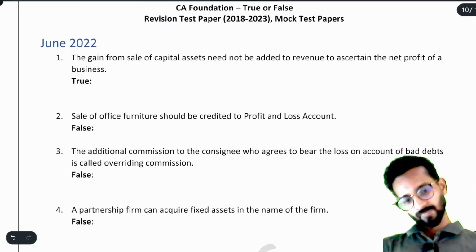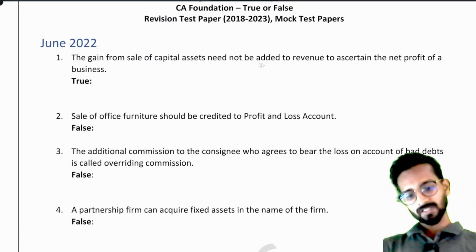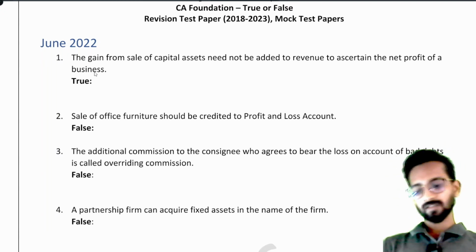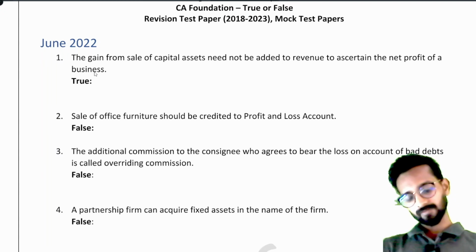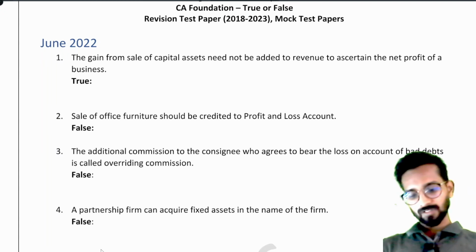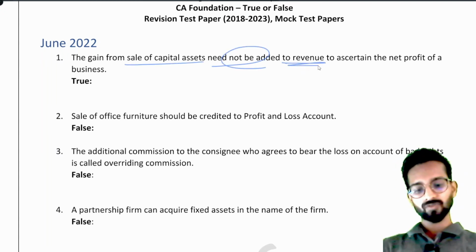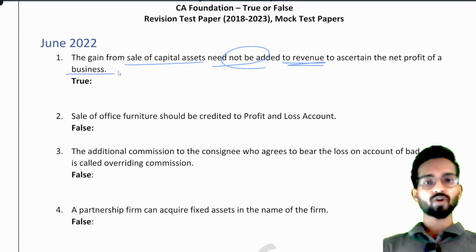Now June 2022, the gain from sale of capital asset need not be added to revenue to ascertain the net profit of a business. Why should we not add it? Yes, we will add it, we have to add it. Now June 2022, the gain from sale of capital asset need not be added to revenue to ascertain the net profit of the business. Why? Because this is not a normal course of business.